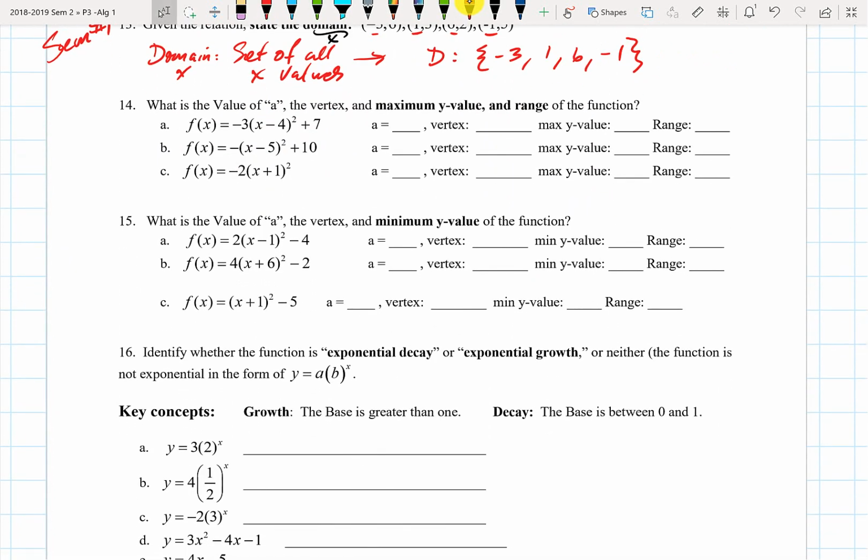Number 14. Find the value of a. So y is equal to a times (x minus h) squared plus k. These are all in vertex form.